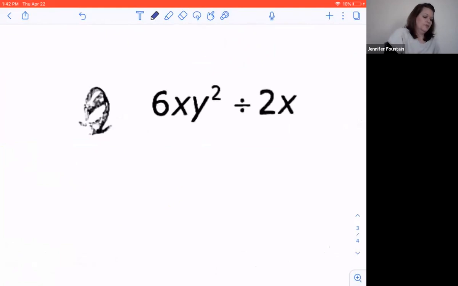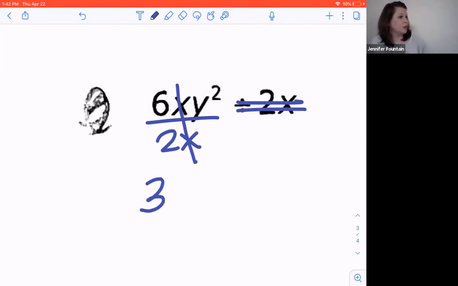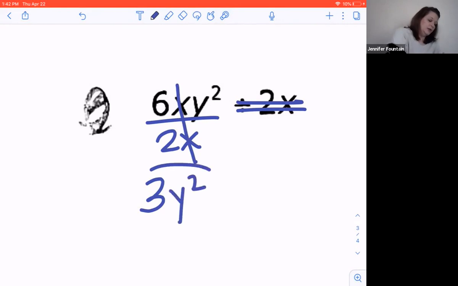Number 5, I think. That all kind of ran together when it copied. 6xy squared divided by 2x. I can see I'm going to divide 6 divided by 2 is 3. Again, x divided by x is going to cancel there. That's just going to be 1. And then I just have y squared. So I'm left with 3y squared.